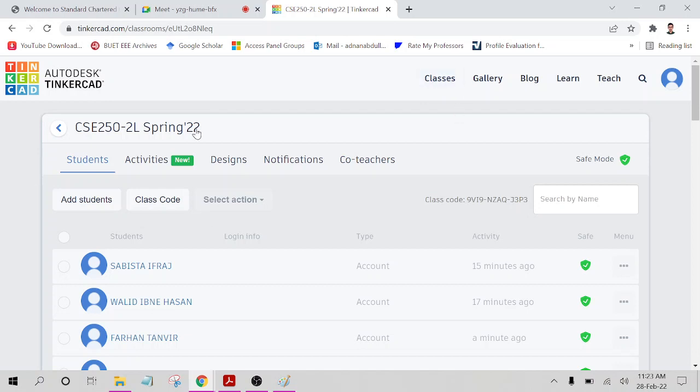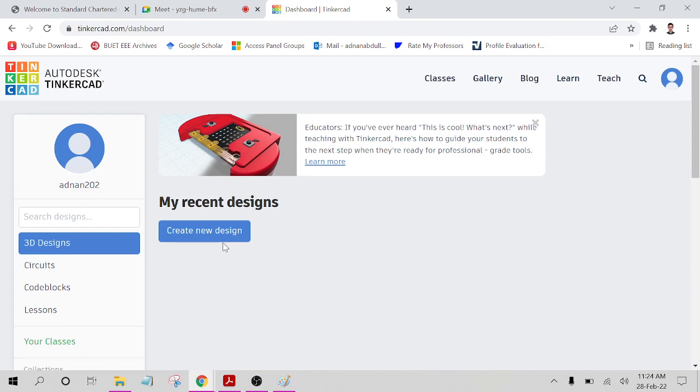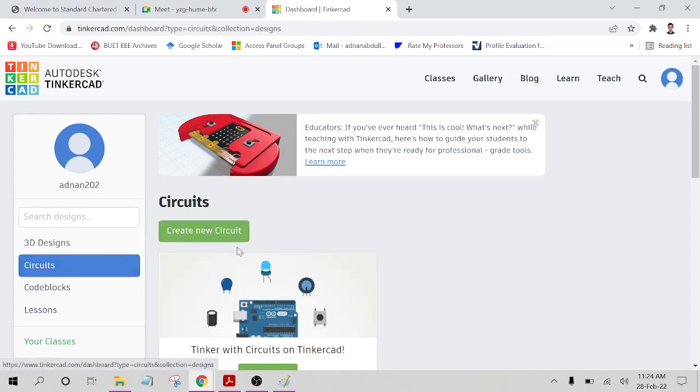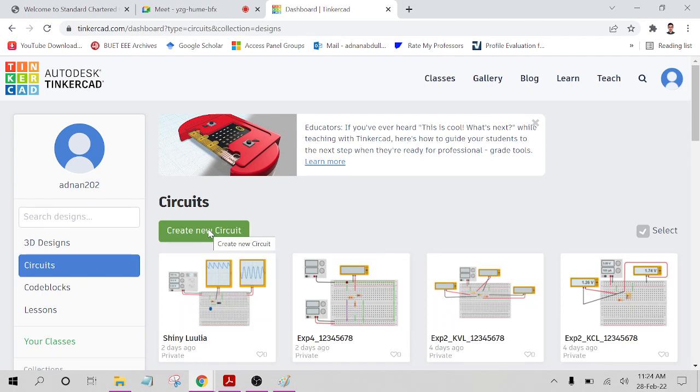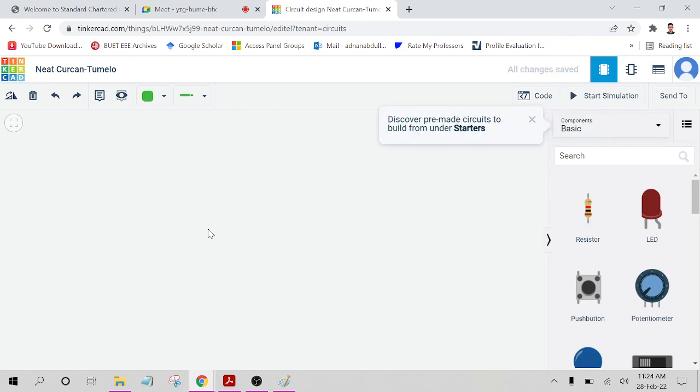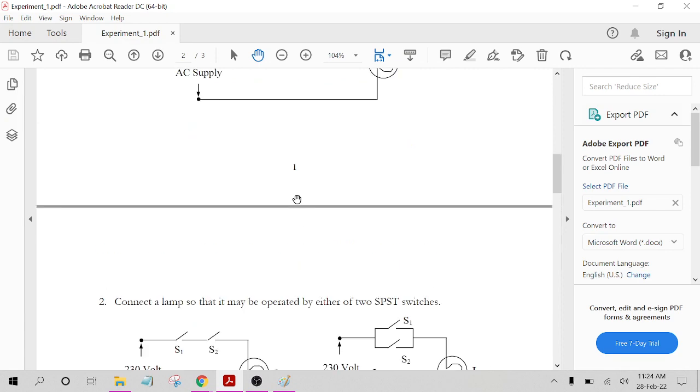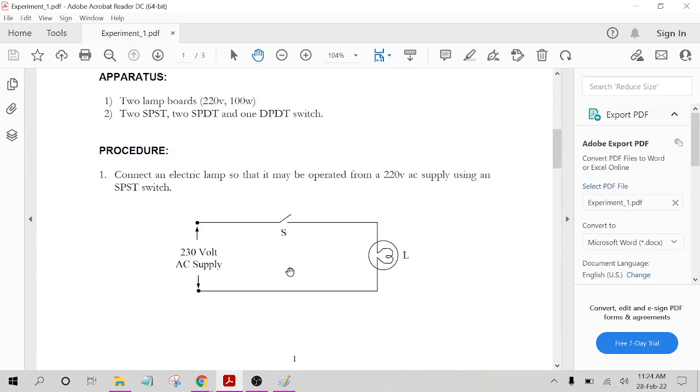Anyway, so today we will build two circuits for this experiment. Let's start. First go to the circuit tab and click on the option create new circuit. First we will build this simple circuit, very simple actually. So this is task 1.